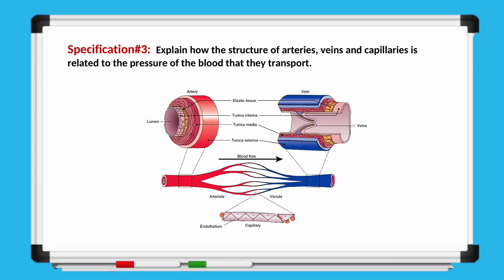Now, we've reached the final specification for this unit. Specification number 3 asks us to explain how the structure of arteries, veins, and capillaries relates to the blood pressure they carry. So, in this part, we'll explore their functions and see how each blood vessel is specially adapted to its structure. Let's dive in and take a closer look.